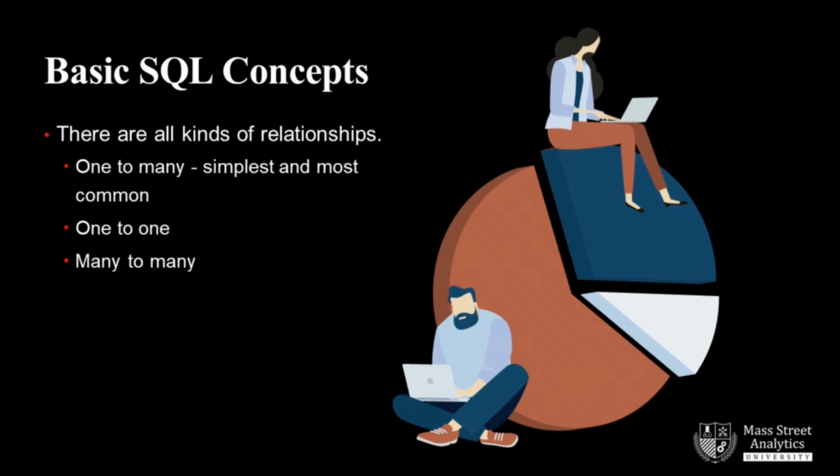There are several other kinds of relationships, but the 3 most common are one-to-many, as we've been talking about, one-to-one, where a record in the parent table can have one and only one record in the child table, and many-to-many, where several records in the parent table can be related to several records in the child table.